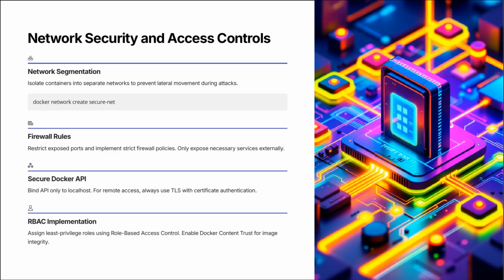A best practice is to bind the API only to localhost. In case remote access is needed, always use TLS with certificate authentication. This ensures a secure channel of communication, safeguarding against potential cyber threats.